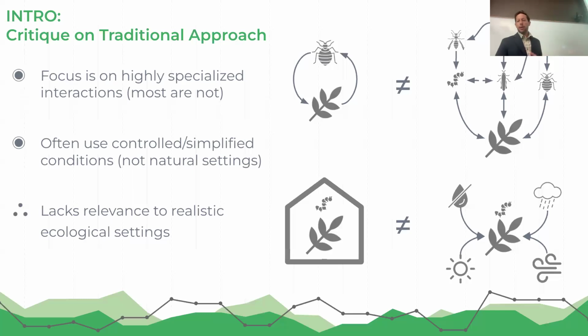And another critique is that a lot of these studies will often use controlled or simplified conditions in order to try to get at or address these questions. So in this bottom picture, you have a plant and an herbivore in a greenhouse setting. When you put things in a greenhouse, you are controlling, by and large, the abiotic environment. Not entirely, but a lot of the abiotic environment is controlled for. And you might be controlling soil conditions and water availability and all these different aspects that are not natural.